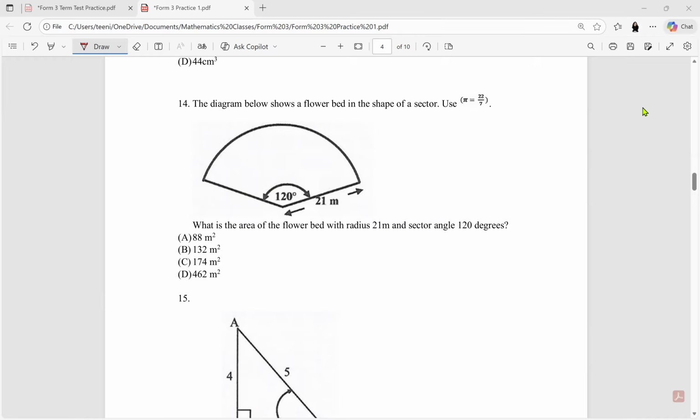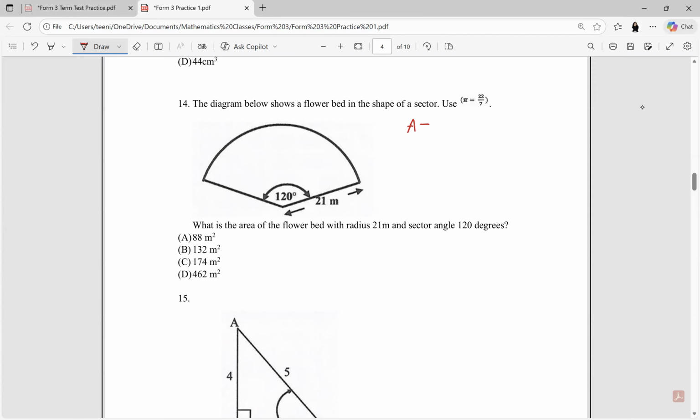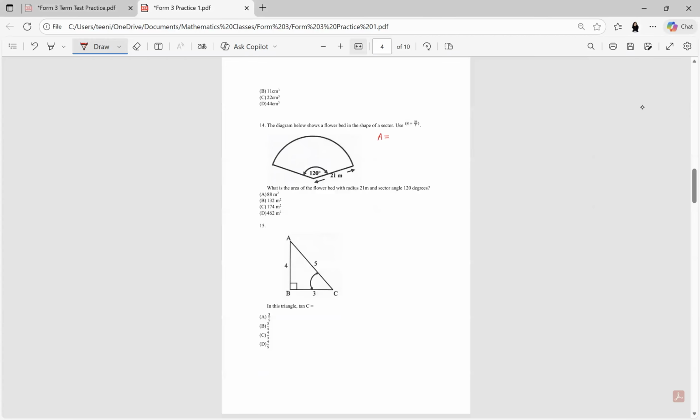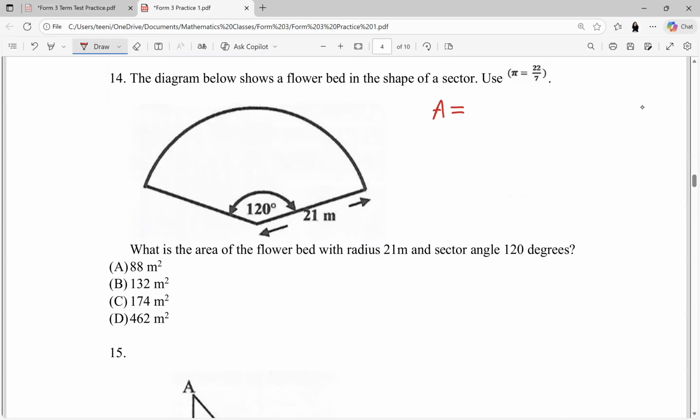But I'll tell you, to find the area of a circle is pi r squared, right? And to find the area of a sector, this is called a sector. A sector is a piece of the circle, like a pie, like a slice, right? So to find the area, first of all, the area of a circle is given as pi r squared. That's how you find the area of an entire circle.